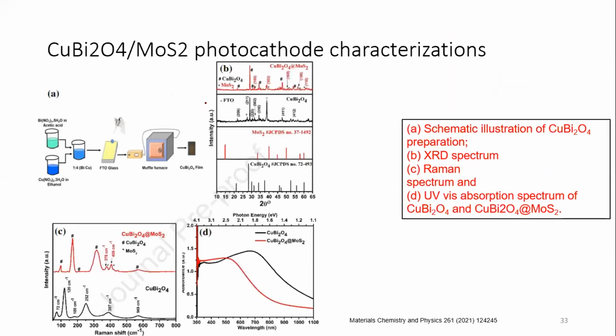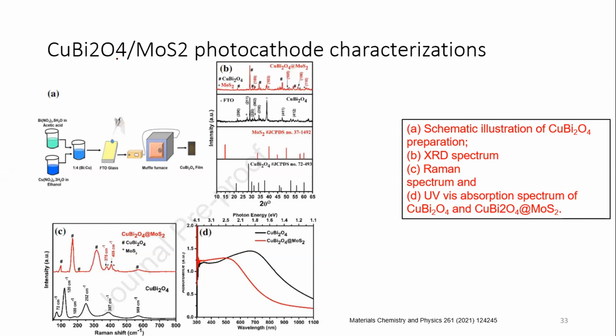So we will show you some of the results that we got from CuBi2O4 as photocathode along with this MoS2 as co-catalyst. For this system, CuBi2O4 has a band gap of about 1.5 to 1.8 electron volt. It is also a p-type semiconductor, so it can be used as photocathode in a photoelectrochemical system.